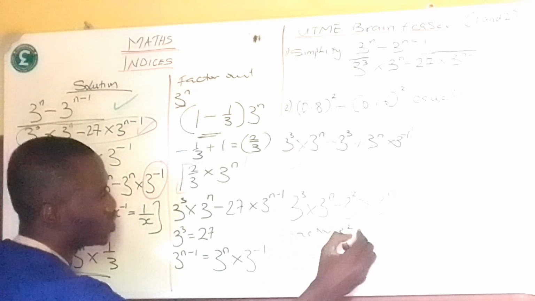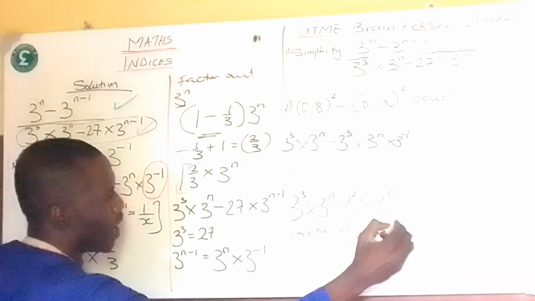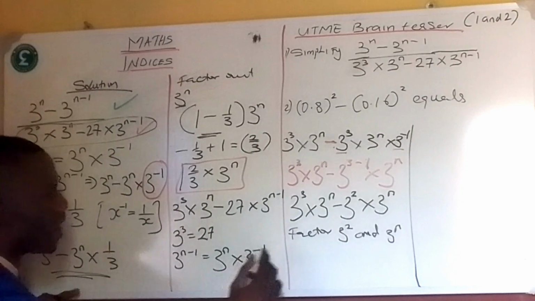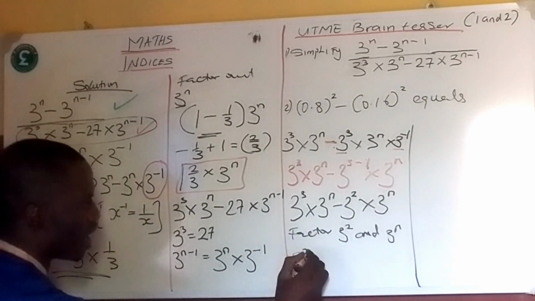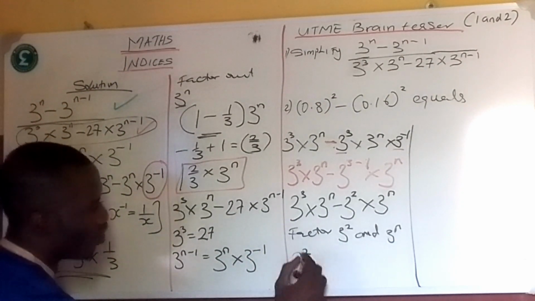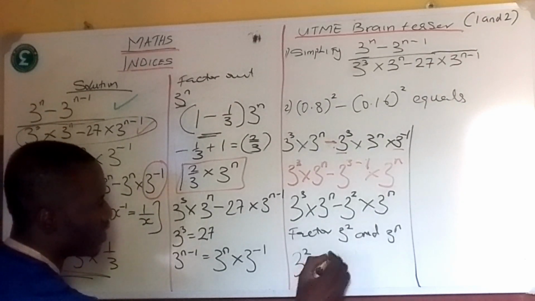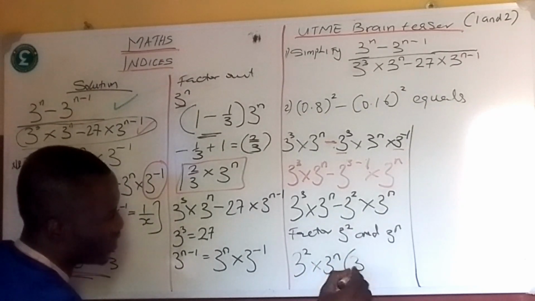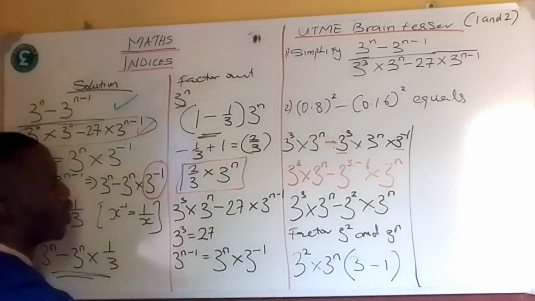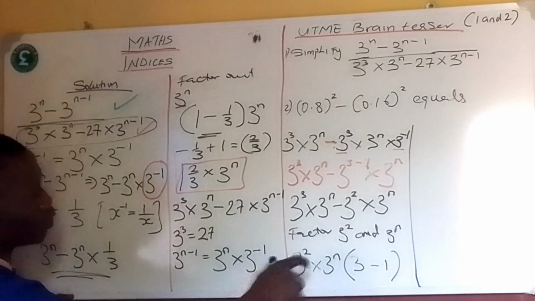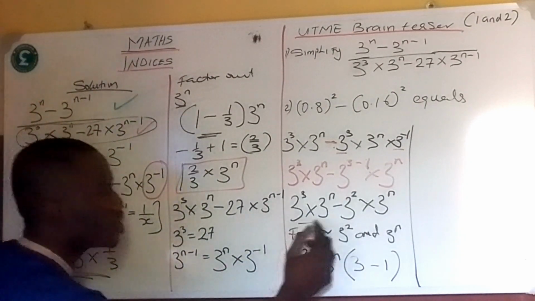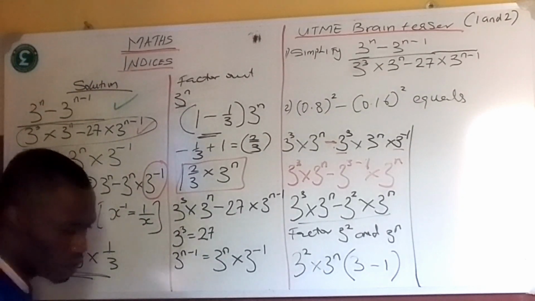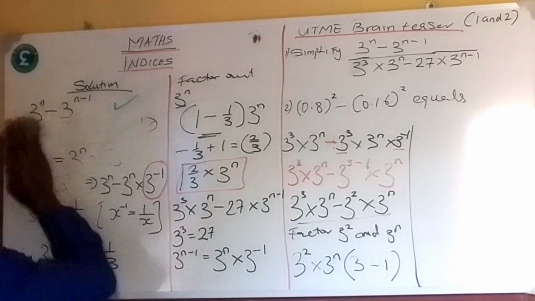Now I need to factor out 3 raised to the power of 2 and 3 raised to the power of n from this expression. If I do that, that will be 3 raised to the power of 2 times 3 raised to the power of n, and in a bracket, I have 3 minus 1. So remember, I still have what I had in the numerator. What I'm going to do, I need a space for myself now.